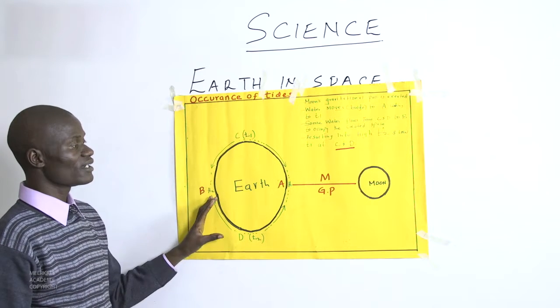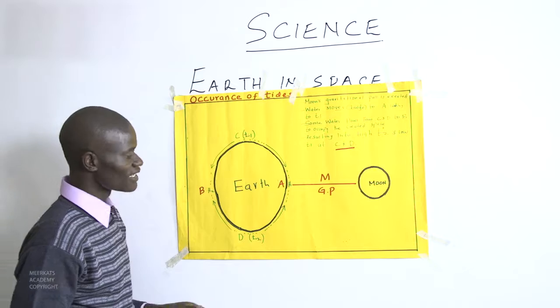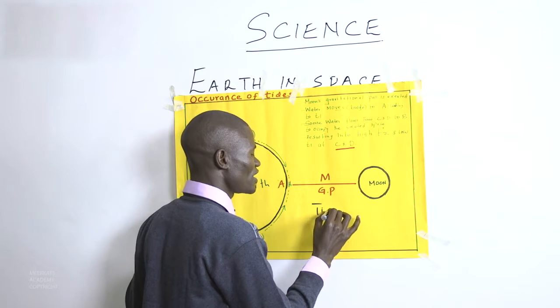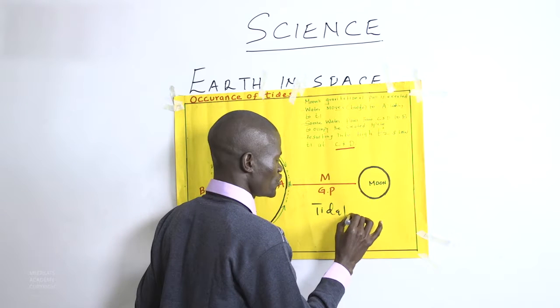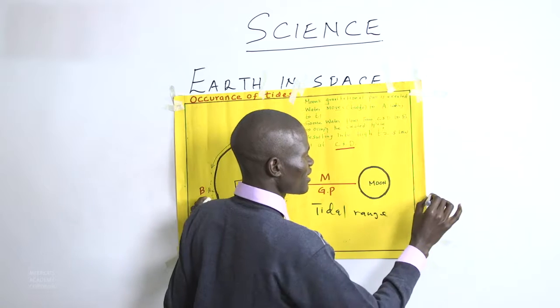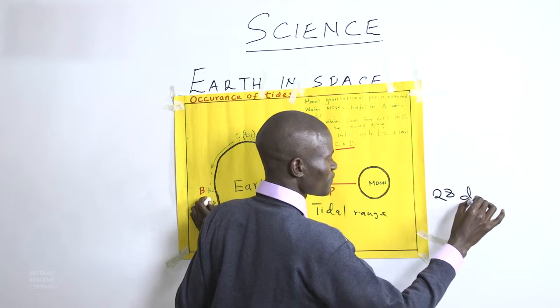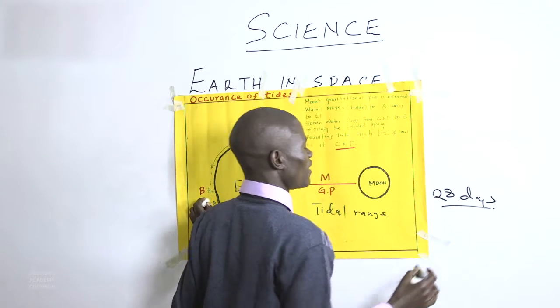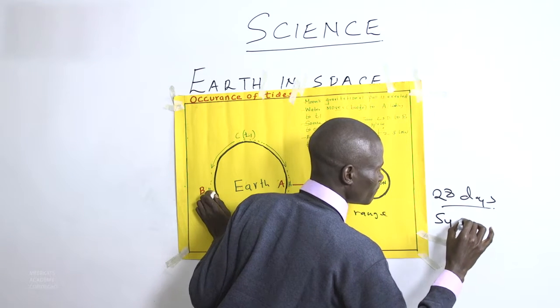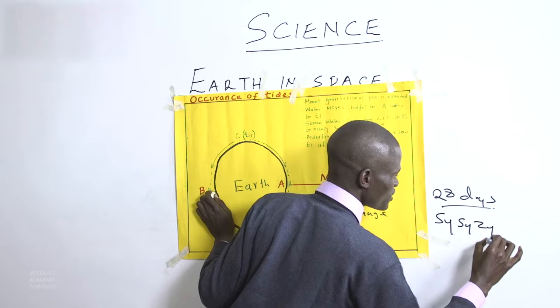Sometimes there are different levels. The period at which the moon affects what we call the tidal range takes around 28 days. And there is a period that we call it CZG.